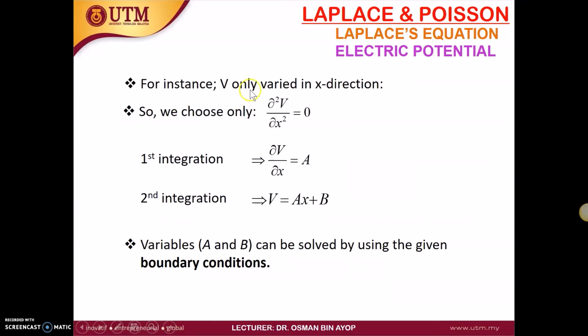For instance, V only varies in the x direction, so we choose only del square V divided by del x square equal to 0. So you have to solve the double integration of this form to obtain the general expression of V. Let's say we do the first integration. We got del V over del x equal to A. A here is basically a constant. Further integrating the expression, we got V equal to Ax plus B. So we got another constant. So basically the values of A and B can be solved by using the given boundary conditions.